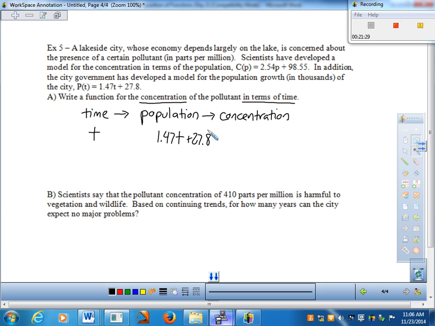Great. Now the idea is this is the population, and so that value replaces the input of the concentration function. So notice that is population, so it just goes right in there. So to get the concentration, and let me do some arrows here just to separate, it looks like 2.54 times the population. Well, that population is this, so 1.47t plus the 27.8, and then add that 98.55 on the back.